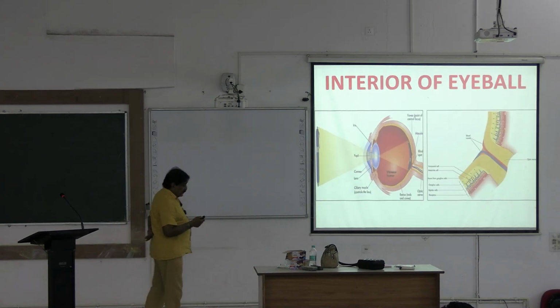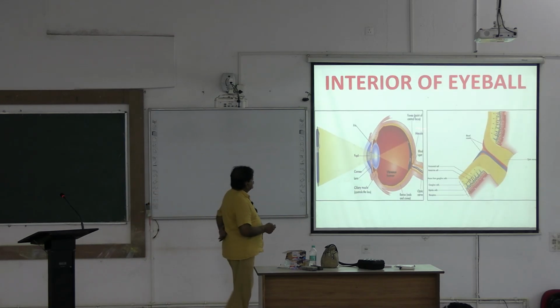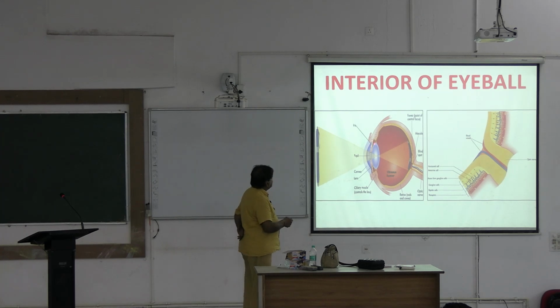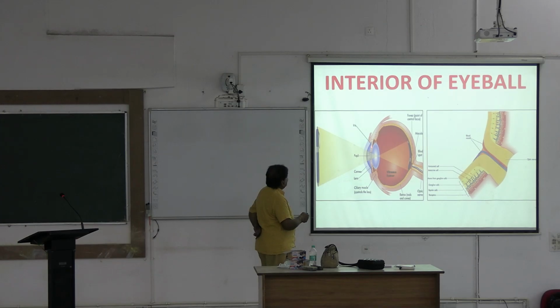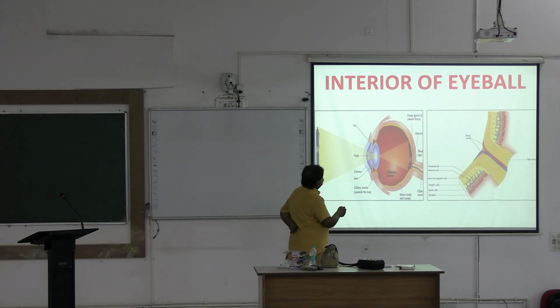See, this is the interior of the eyeball. This is the iris, this is the pupil, this is the cornea, this is the ciliary muscle, which controls the lens, the vitreous humor, the iris, the fovea, the point of central focus, and this is the macula, and the blind spot is here. This is the optic nerve, this is the retina, rods and cones.